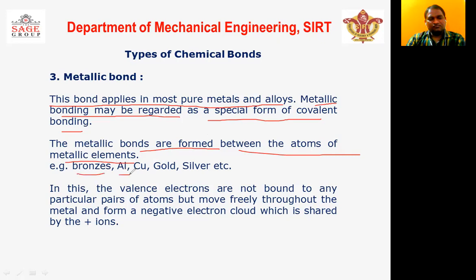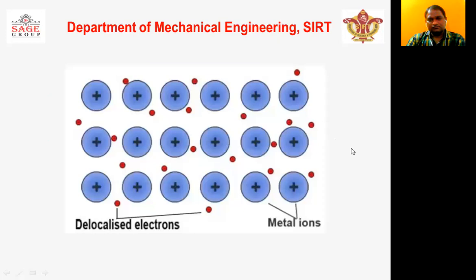For example, bronze, aluminum, copper, gold, silver, etc. In this, the valence electrons are not bound to any particular pairs of atoms, but move freely throughout the metal and form a negative electron cloud, which is shared by the positive ions. So this is the diagram for the metallic bond. These are the metal ions and the delocalized electrons. Through this way, the metallic bonding is developed.